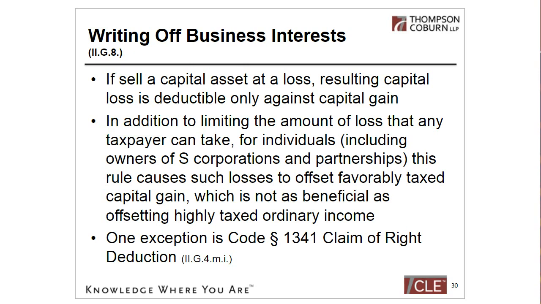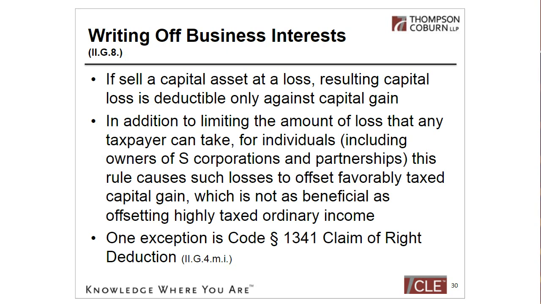Okay, slide 30. Now we've kind of gone through our worthlessness aspect. We've proven worthlessness. Is this an ordinary loss or is it a capital loss? Now, if you sell an asset at a loss, then you've got a capital loss and you can deduct it only against capital gain. Or for an individual, you can deduct $3,000 worth of ordinary income against it. But the other part about capital losses is you're offsetting capital gain, and long-term capital gain is taxed at favorable rates, and so your loss has a lower tax benefit.